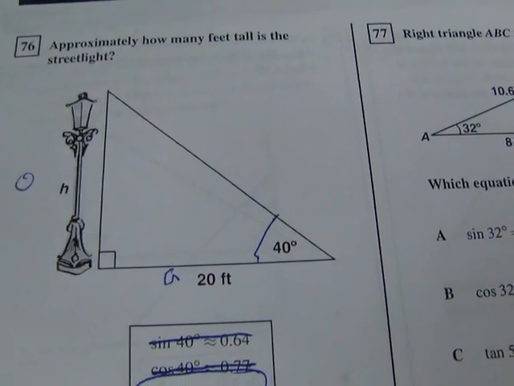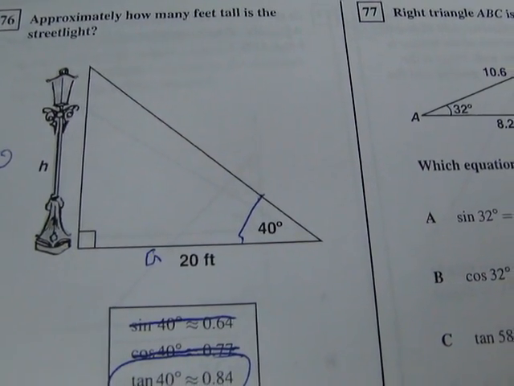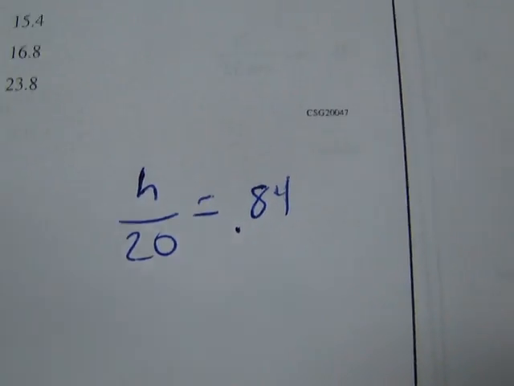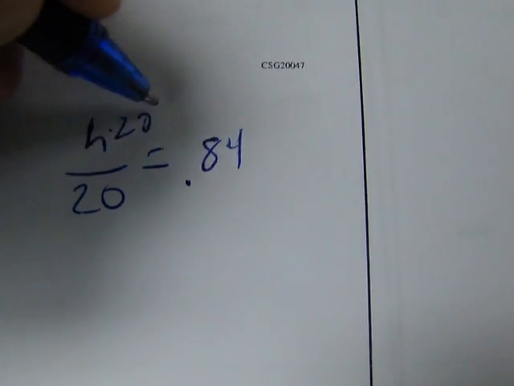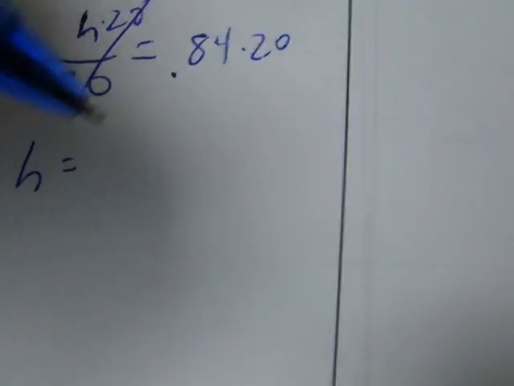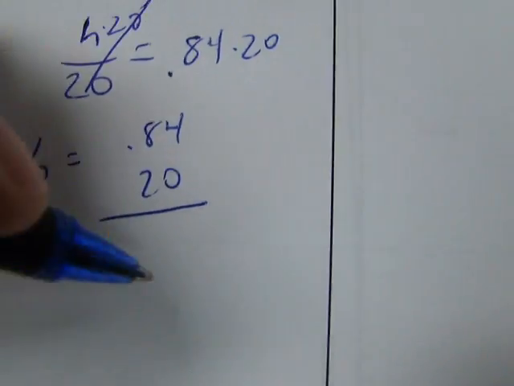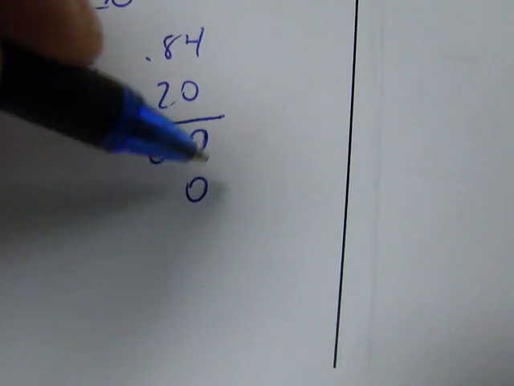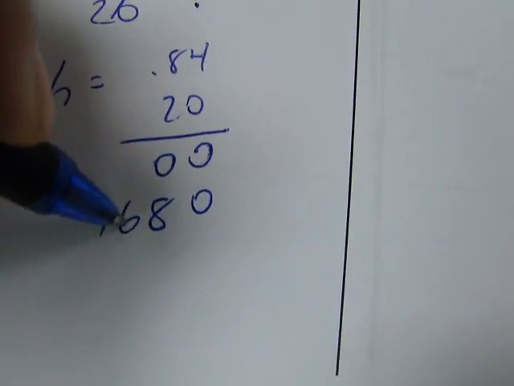So it's going to be h over 20 equals 0.84. So of course, if you want to get h alone, it's real simple. You just multiply both sides by 20. And that crosses out. You get h equals 0.84 times 20. So that's 0, 0, 0. This is going to be 816.